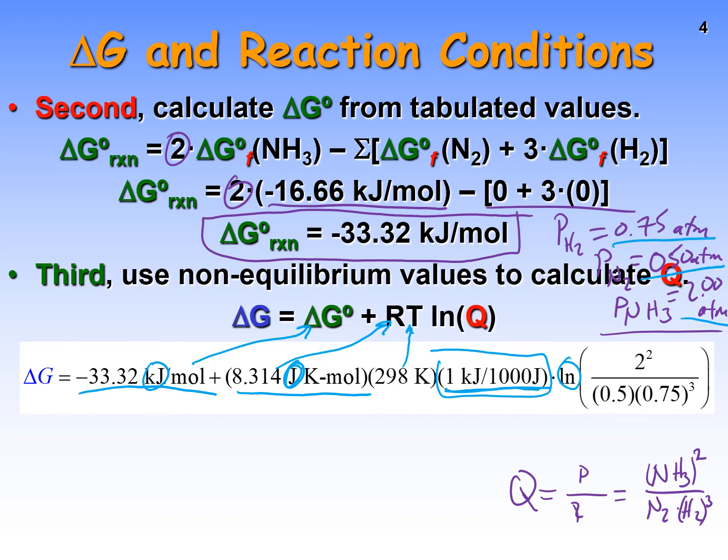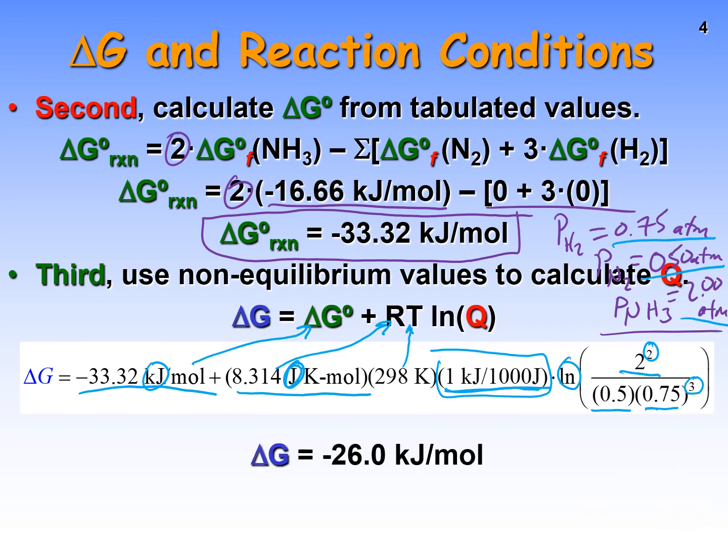I'm taking the natural log of Q, right? And Q is NH3's pressure squared because of the 2 in front of NH3 in the reaction, times N2's pressure, times 0.75, again cubed because of the 3 in front of H2 in the equation. That gets me my delta G if we plug all that in and hit solve on our calculator. And you get this as our value, which tells me this reaction.